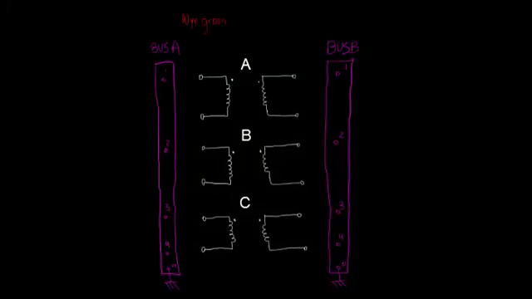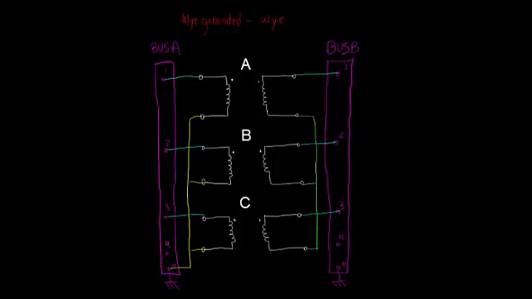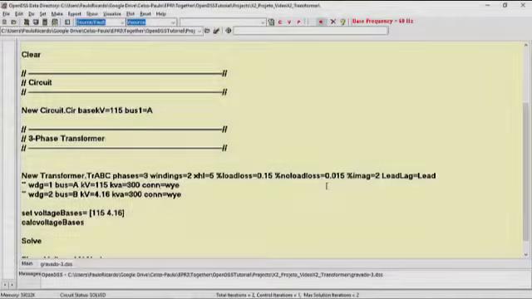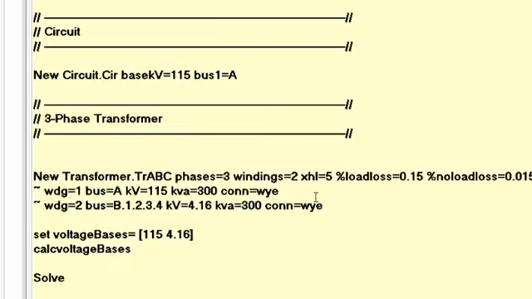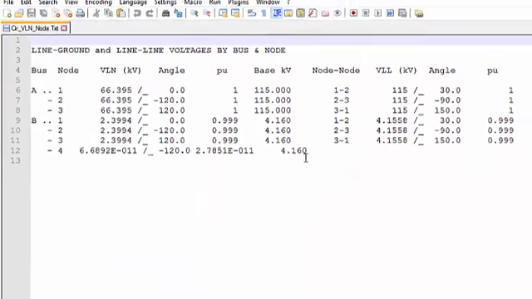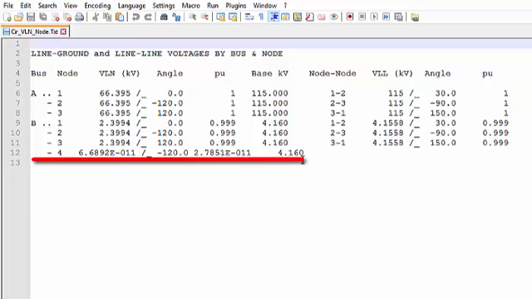If we want to define a three-phase transformer in a Y-grounded, Y-ungrounded connection, we need to clearly specify the connections of the second winding, including the fourth isolated node. It can be noticed that the fourth node appears in the voltage line neutral report. The voltage of this node is zero because there is nothing connected to the secondary side of this transformer.